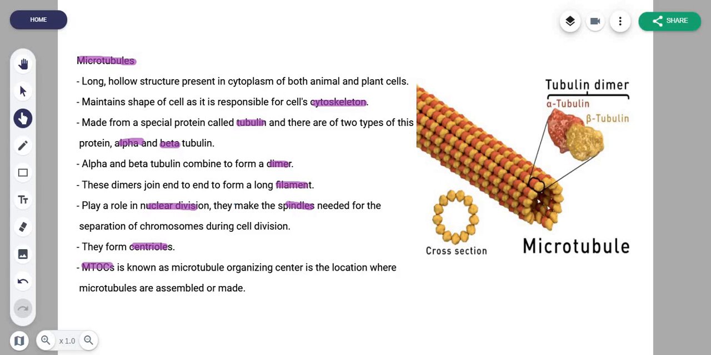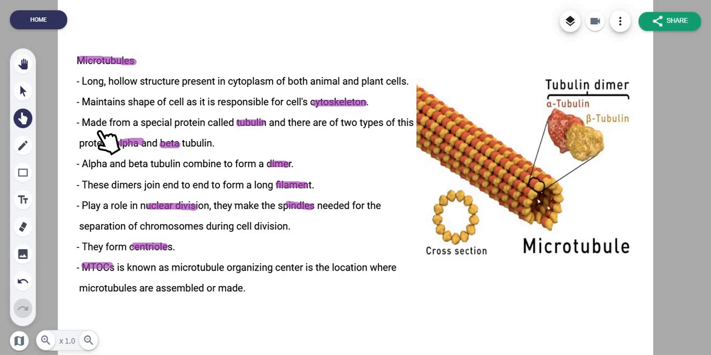Now what's the function? The function is to maintain the shape of the cell. Since it starts from one edge of the cell to the ending edge of the cell, it maintains the shape of the animal cell, right? It holds it together as it is responsible for the cell's cytoskeleton, right? This is simple. So let's talk about its composition.